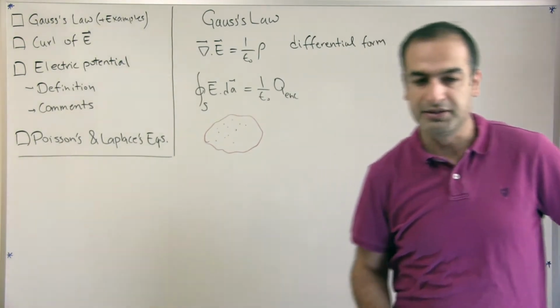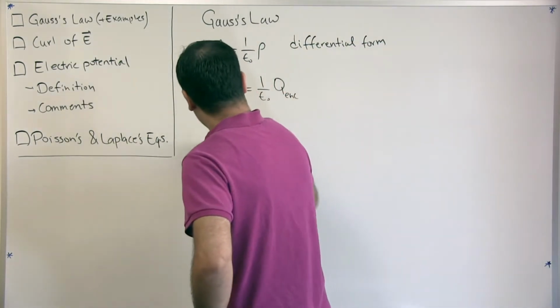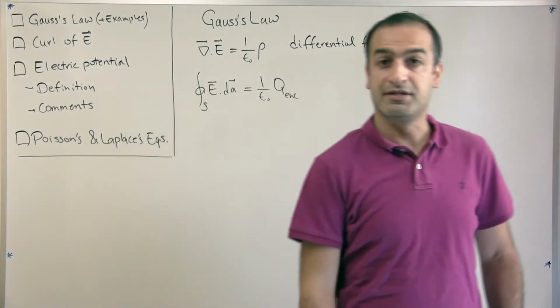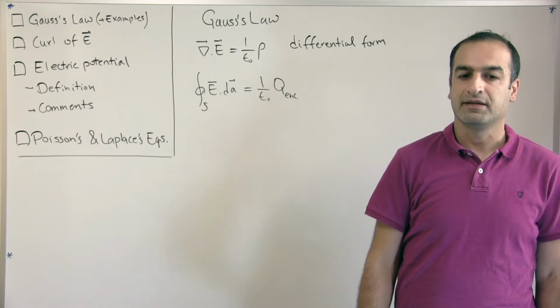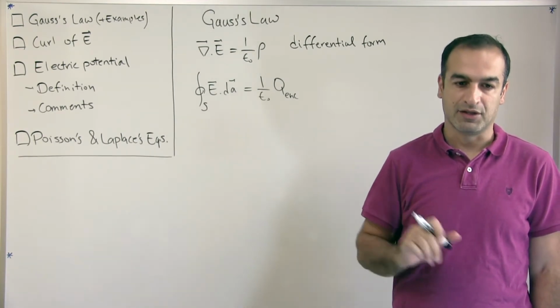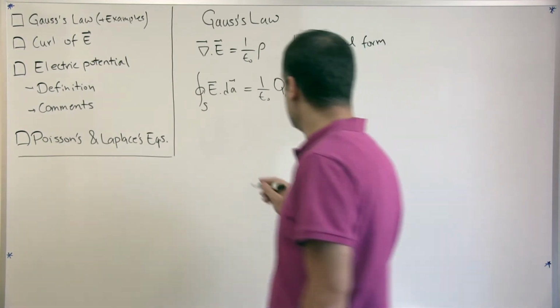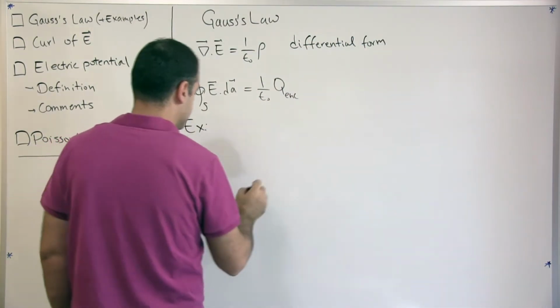Okay, so I'm going to do one example where we have very nice symmetry, and we're going to calculate electric field as a function of distance from a sphere, which is a solid sphere with constant uniform electric charge density. Okay, so the question is this. By the way, this is one of the examples from the textbook.